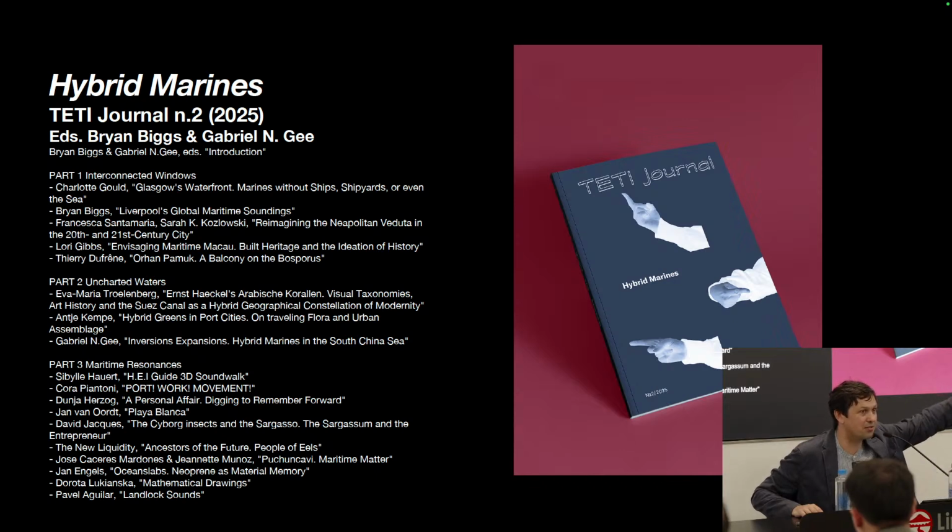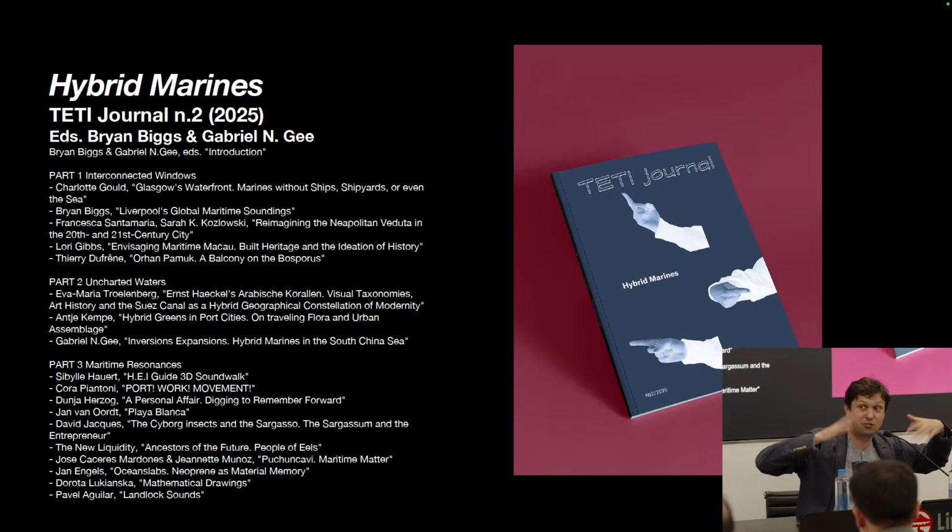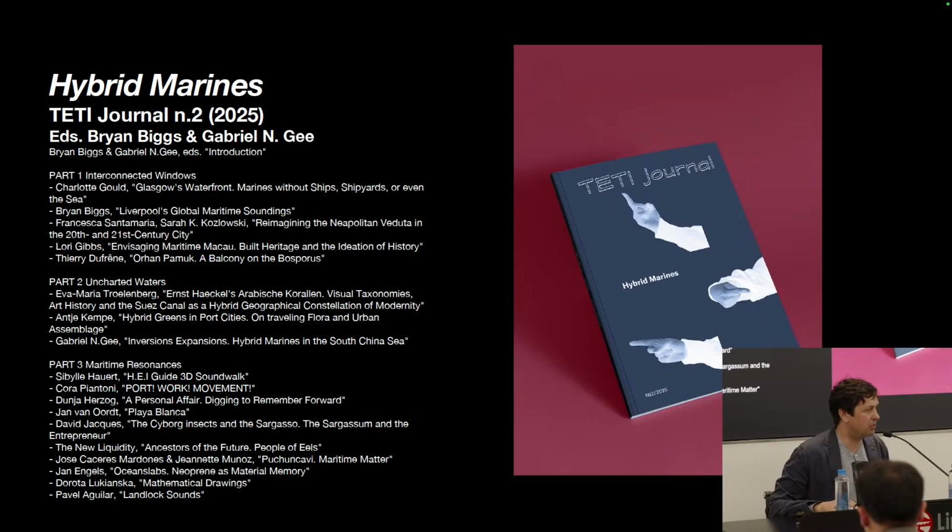It has 3 parts, as you can see: interconnected windows, uncharted waters. These are all the really kind of art history texts. The third one, maritime resonance, is actually interspersed throughout the book, and these are all artistic research pieces. So they are like artistic work, which is something that we try to do with this publication, to draw from the academic know-how and also to mix it with artistic research developments.